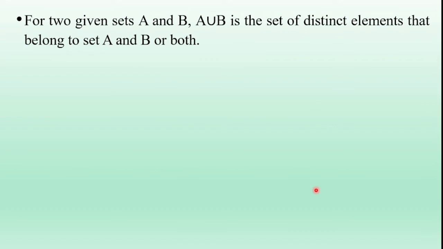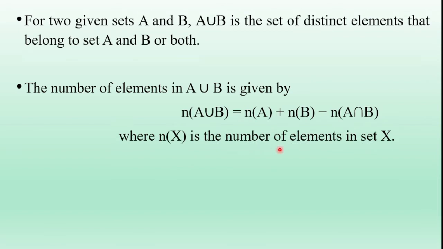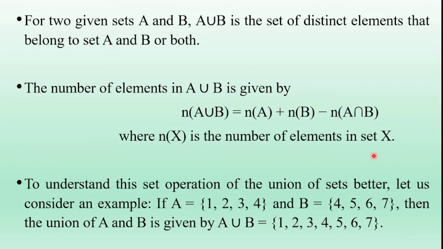For two given sets, capital A and capital B, A union B is the set of distinct elements that belong to set A and set B or both the sets. The number of elements in A union B is given by n of A union B is equal to n of A plus n of B minus n of A intersection B, where n of X is the number of elements in the set.